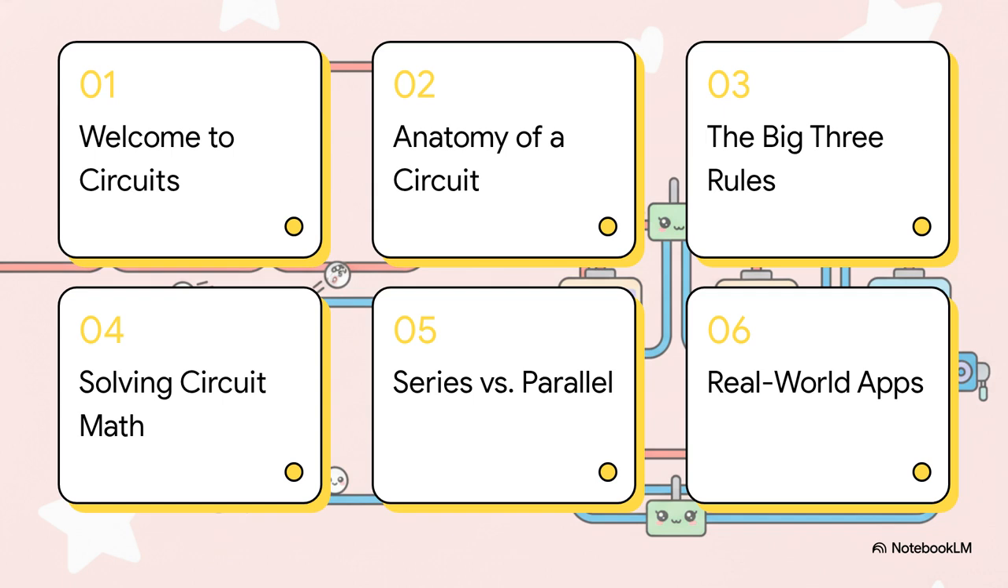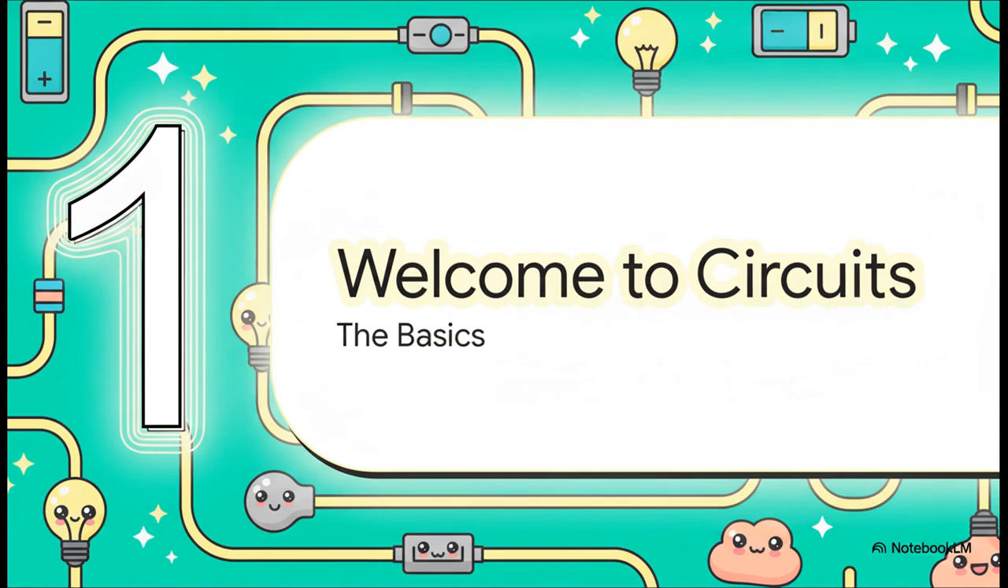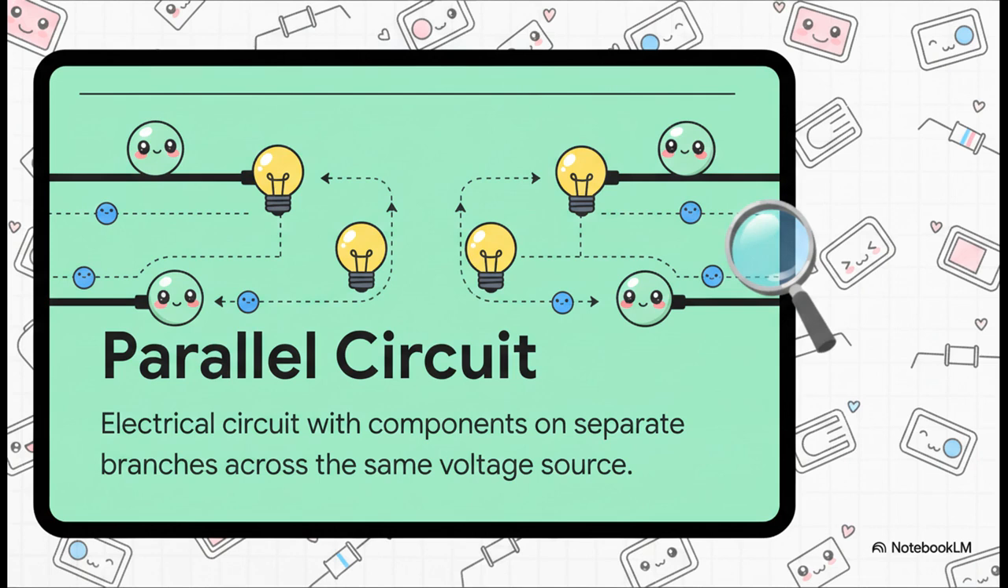Let's get to it. Okay, Section 1, Welcome to Parallel Circuits. Let's lay down the formal definition first. A parallel circuit is an electrical circuit in which the components are connected on separate branches across the same voltage source. But okay, what does that actually mean? The crucial takeaway here is that instead of a single, lonely path, electrical devices sit side by side. They create multiple, completely independent pathways for the current to choose from. So rather than forcing every single electron to squeeze through one wire and one bulb, the current actually has options.